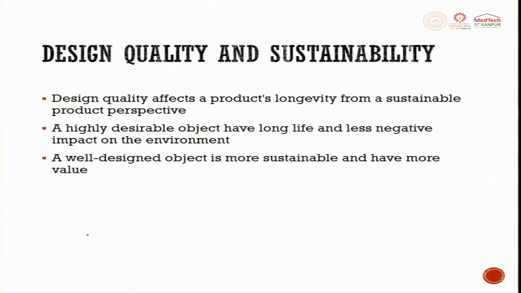Let us have a quick look at design quality and sustainability. Design quality affects a product's longevity from a sustainable product perspective. A highly desirable product has a long life and less negative impact on the environment. A well-designed object is more sustainable and has more value. The time we invest to optimize the topology, the time we invest to design it, is always beneficial to have more value in terms of greenness in the product. The design quality includes the product's technical quality, desirability, and joy of use, that is the fit or the tolerances that we have provided. Those are to be exact according to the requirement. On user attachment, designers may boost desirability by making it look better, by tailoring it exactly to user needs. So a highly desirable object has a longer life, as it is said here.